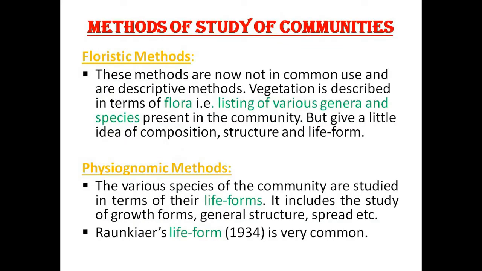Now, what are the different methods to study the community? First is the floristic method, and second is the physiognomic method. These methods are not now in common use. The first method and second are descriptive methods. Here, vegetation is described in terms of flora. So listing of various genera and species present in the community is the flora, where naming of plants is also done. And this gives a little idea of composition.